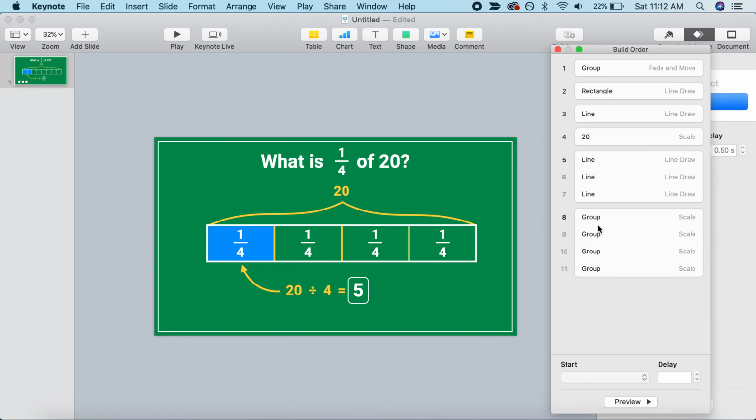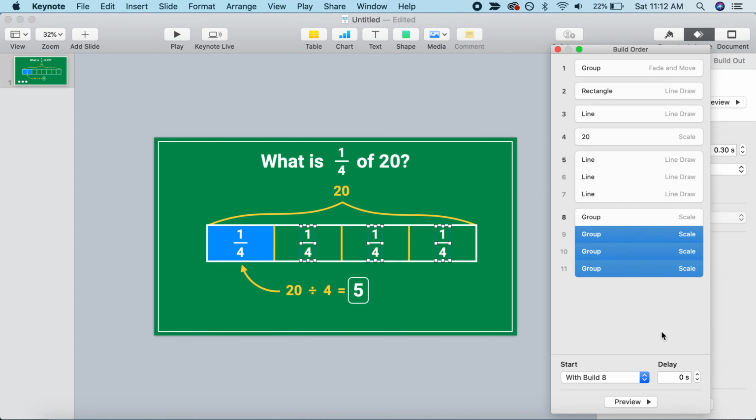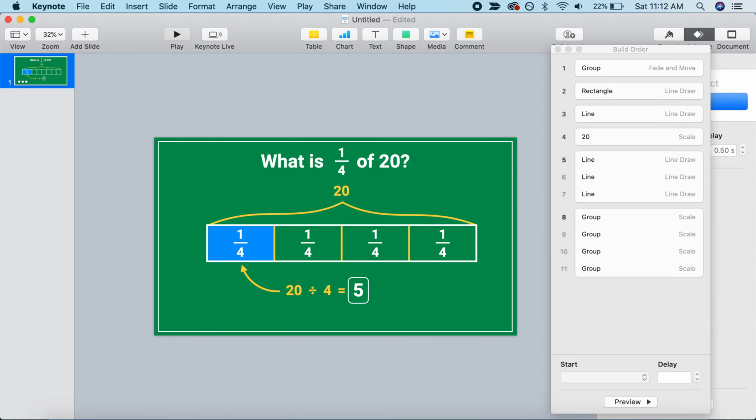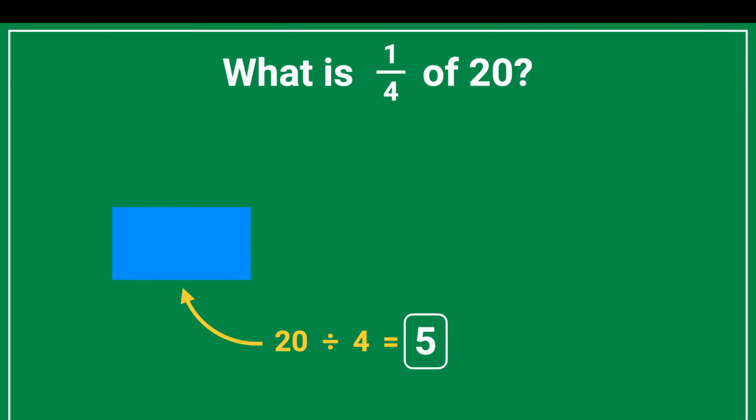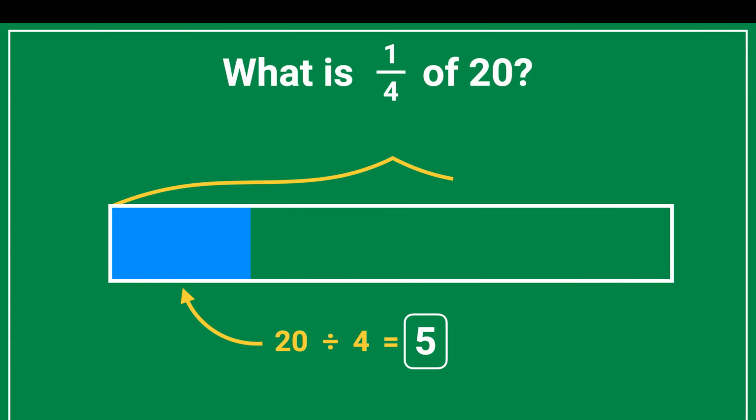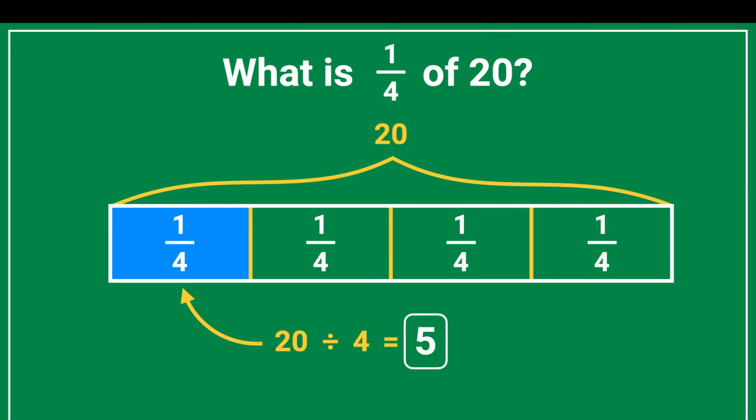So now those are all connected. And to make it look a little off-centered or offset, I'm going to add a small delay. Maybe let's do 0.1 second delay. And so let's take a look at what that looks like. So we'll draw in our problem, our model, we'll label it as 20, we'll cut the model into pieces, and then show that each piece is 1/4. That looks pretty good.